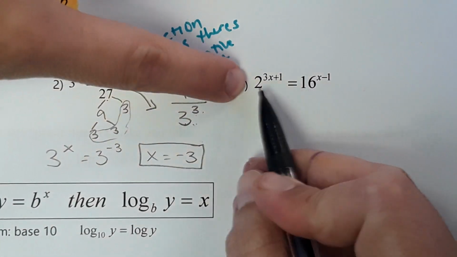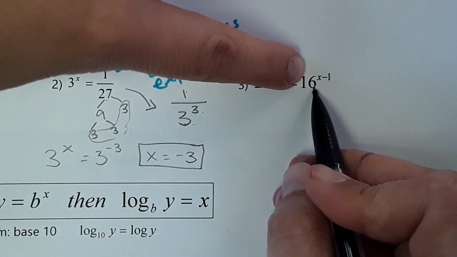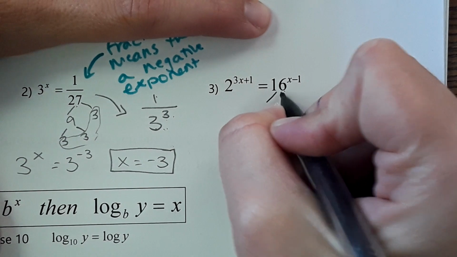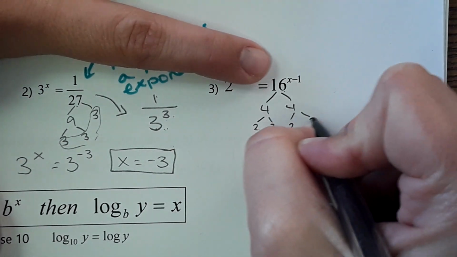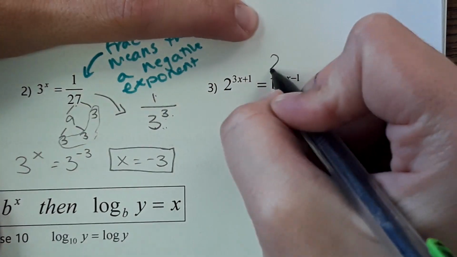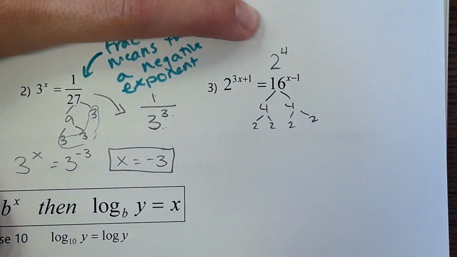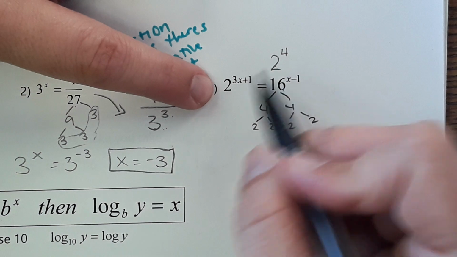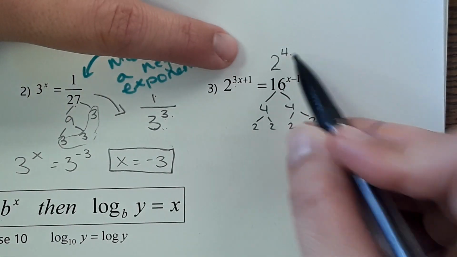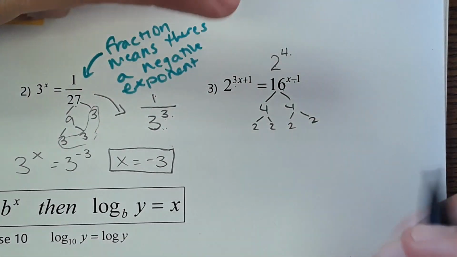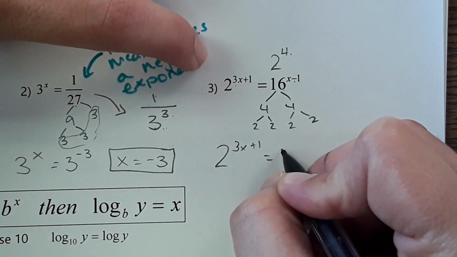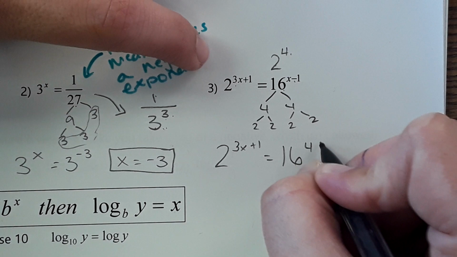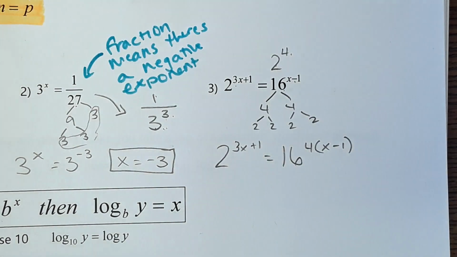This right here, we have 2, and then 16, if we were to break that up, we get 4 2's. So 16 is 2 to the 4th power, which is good because we need a base of 2, but how do we combine the 4 with this here? So what we do, it would look like this, 2 to the 4 times x minus 1.